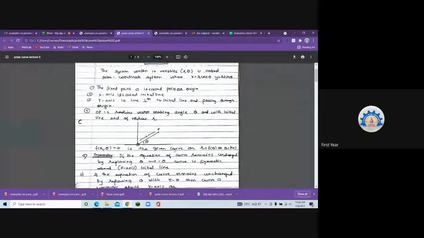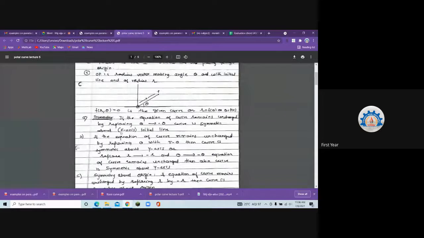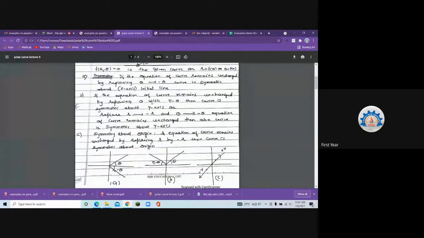Okay, the equation which will be given to you is either f of r comma theta equal to 0, which is in implicit form, or r is equal to f of theta, or theta is equal to f of r. This will be given to you. Now the first point is symmetry. If we replace theta by minus theta and the equation remains same.